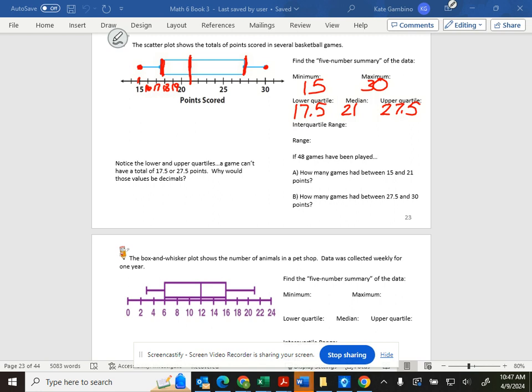So what is my interquartile range? Ava, I got 10. How did you get 10, Ava? Because I subtracted 27.5 minus 17.5. I take my upper quartile, I subtract my lower quartile, and I get a range of 10. What is the range for all of my scores? Melanie, how did you get 15? I did 30 minus 15. 30 minus 15 equals 15. I took my maximum, I subtracted my minimum, and I get a range of 15.